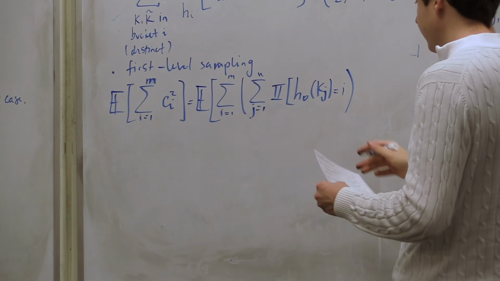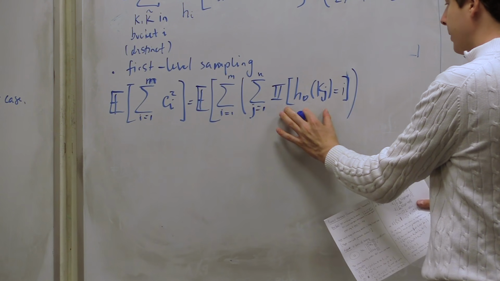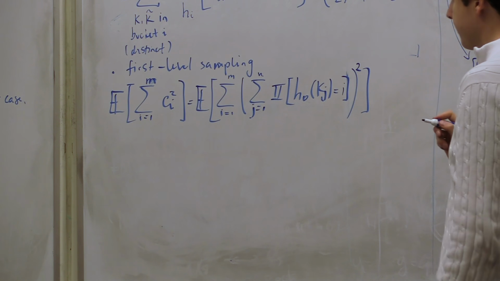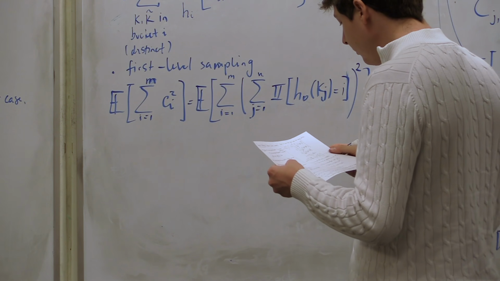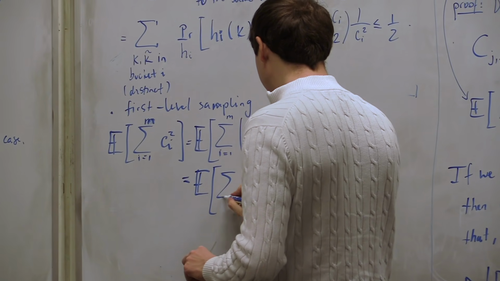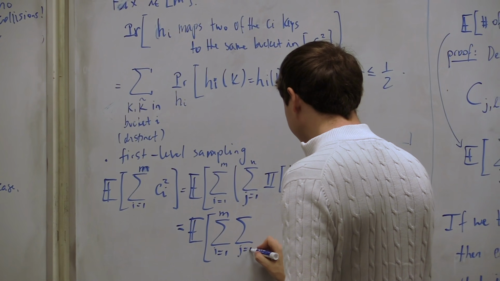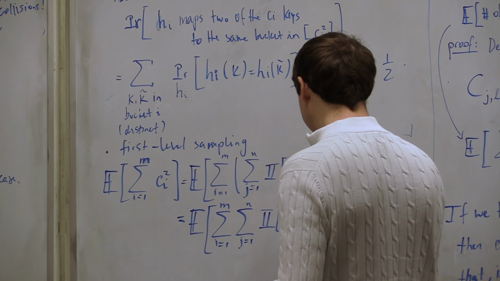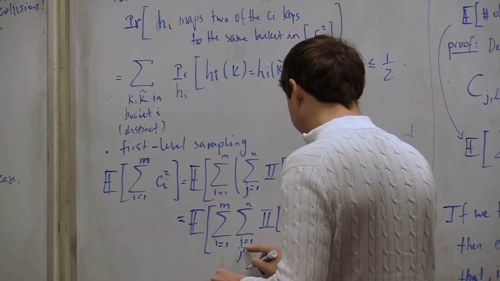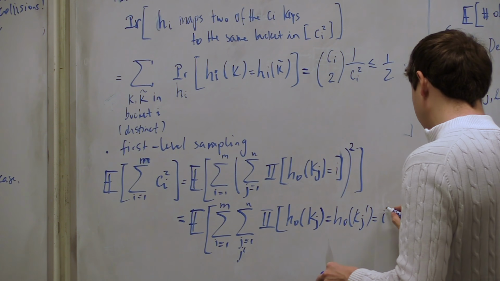So this quantity, if you sum up all the indicators, does the jth key map to bucket i, and you add them all up, that is the number of keys in bucket i, and I square that. Okay? So this is an equality. Once I expand, I'm going to get cross terms, but because these are indicators and a key can only map to one bucket, not multiple buckets, we actually get the expression that this is the indicator that H0 maps K_j, and also I'm going to sum over j prime. Okay, K_j maps to the same place as K_j prime, which is specifically location i.